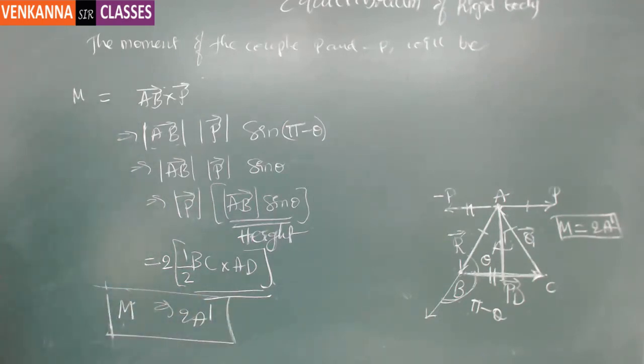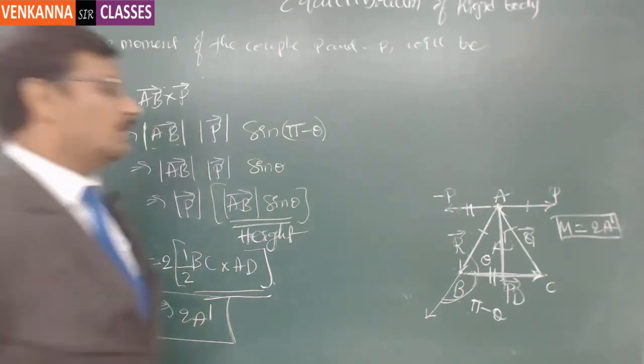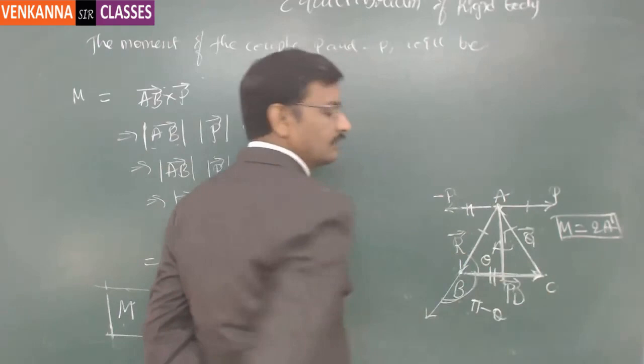Got it? Understood? Or do you have any questions on this? Any questions? Okay, so let me clarify. Ramesh, your question is why only take AB, why not AC? So we have taken AB and not AC, right?